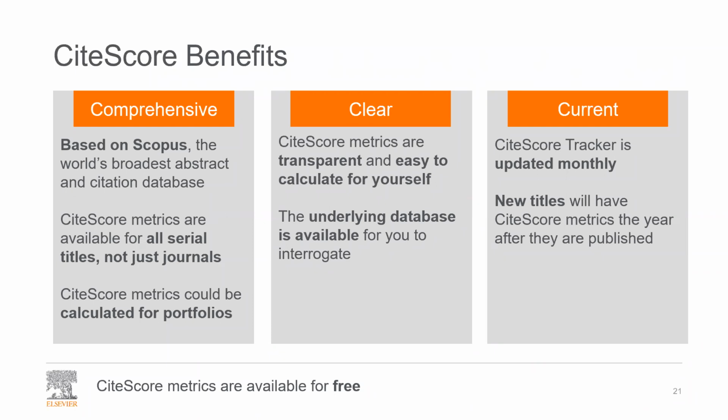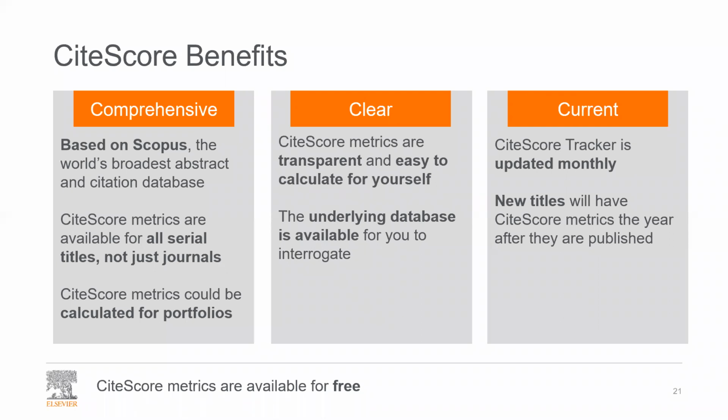So what are the CiteScore benefits? As I mentioned to you, it is based on the 3 Cs, based on Scopus, the world's broadest abstract and indexing database. So it's available for all serial titles, not just journals alone, right? Because I know the journal impact factor is based on journals alone. But for us, we also count journals, be it review or research articles. We also count book chapters and book serials, and we also count indexed conference proceedings. And the CiteScore metric can also be calculated for a portfolio. Okay, and more importantly, CiteScore metrics are available for free.